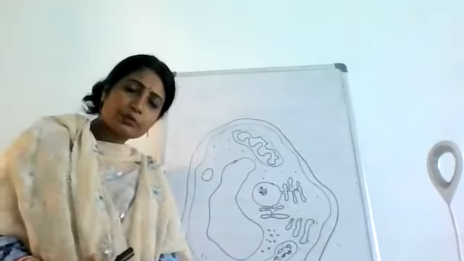Any confusion? No, ma'am. Organisms with cells having a nuclear membrane are called what? Eukaryotes. So the one without the nuclear membrane, where the nucleus is not present within a well-defined boundary, that is prokaryotes. And the one which has a well-defined nuclear membrane for the nucleus, that is eukaryotes.